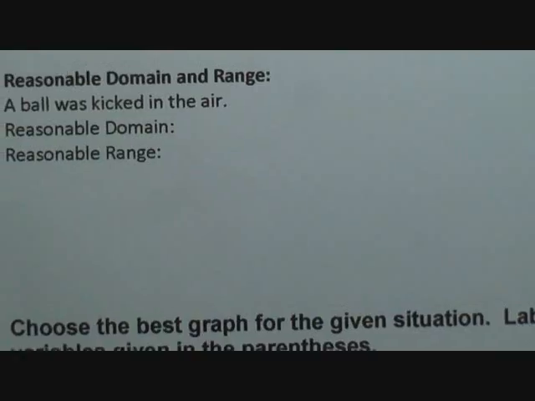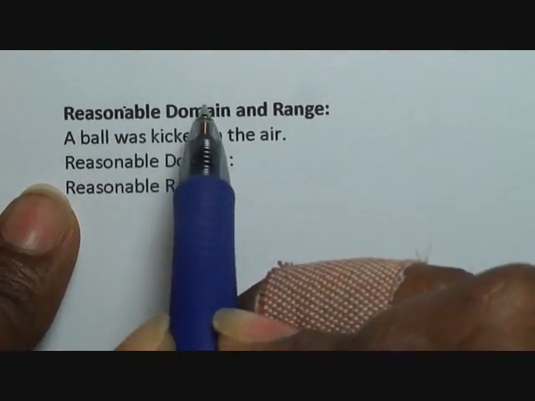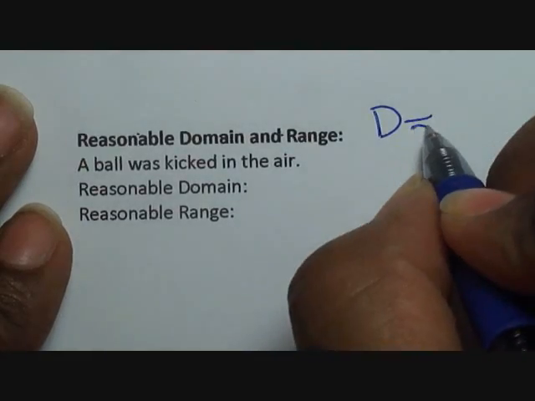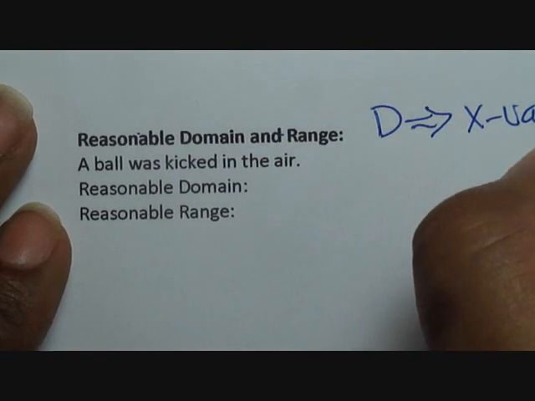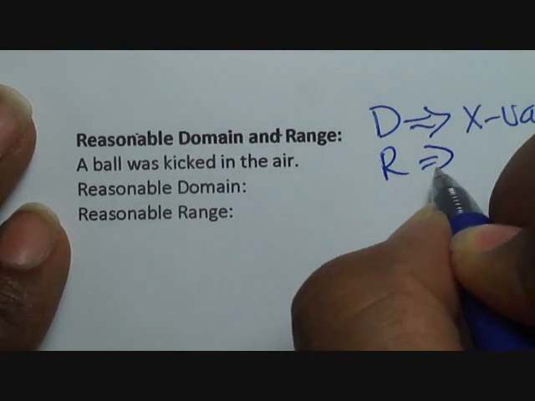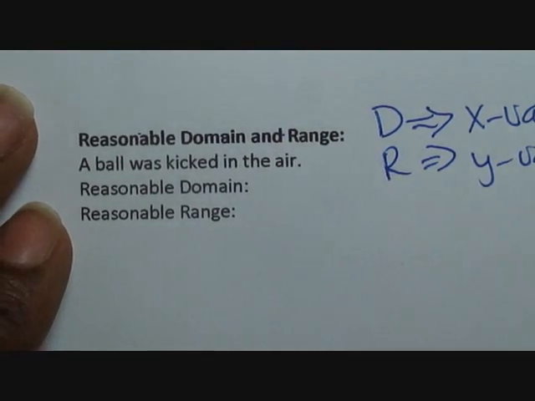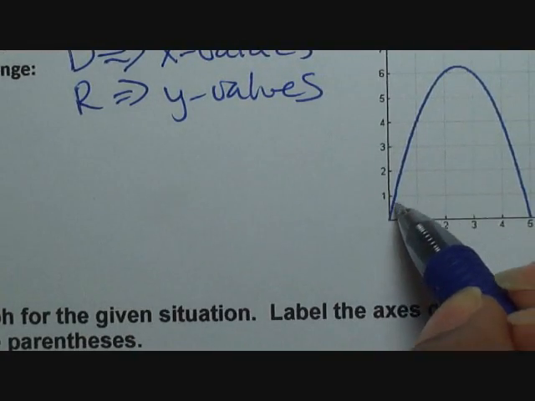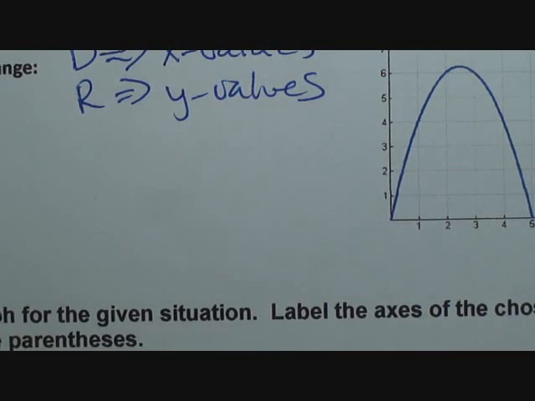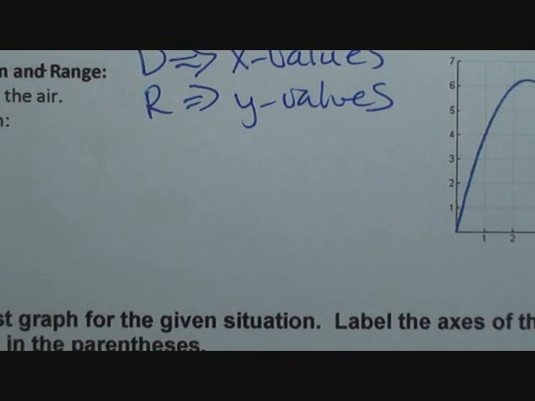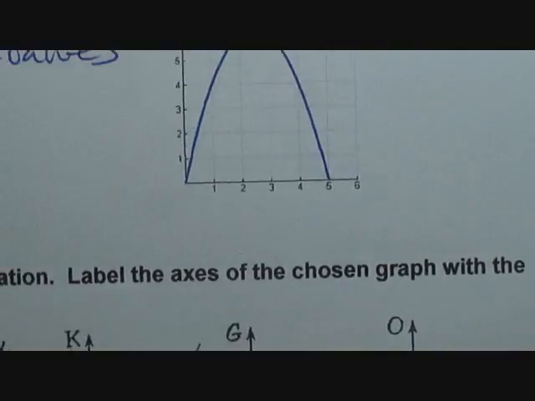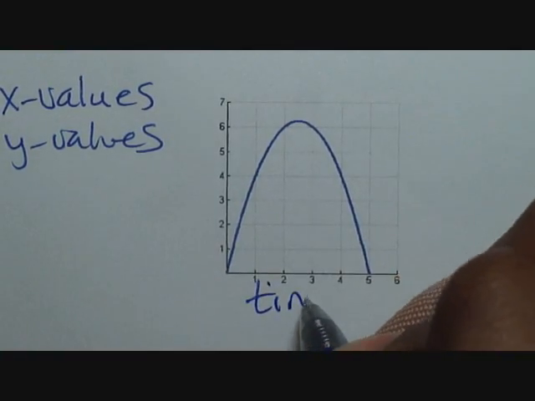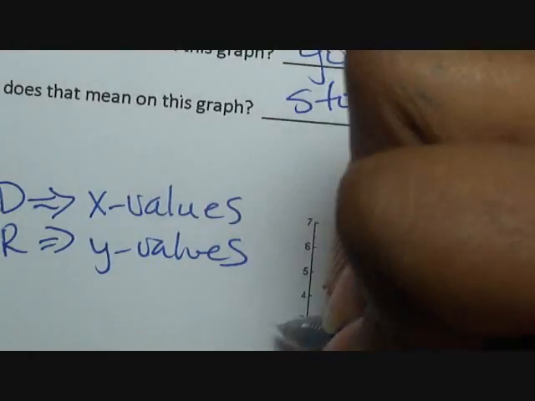Below, we have another scenario asking us to find the reasonable domain and range. And domain is all the x values, and the range is all the y values. A ball was kicked in the air. There's the ball, and it's kicked in the air. In this scenario, I'm going to be creative, and I'm going to say I want to compare time and the height of the ball.